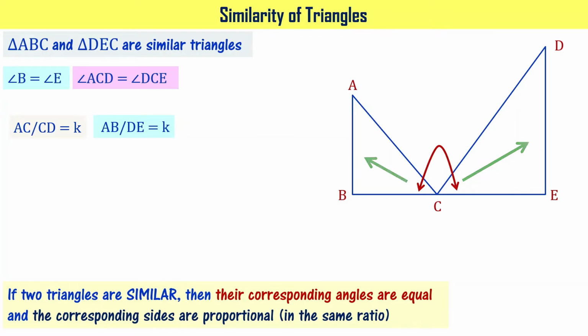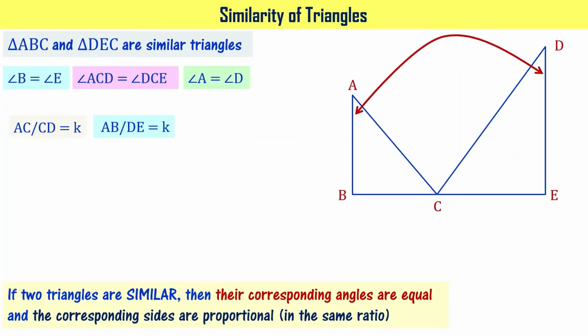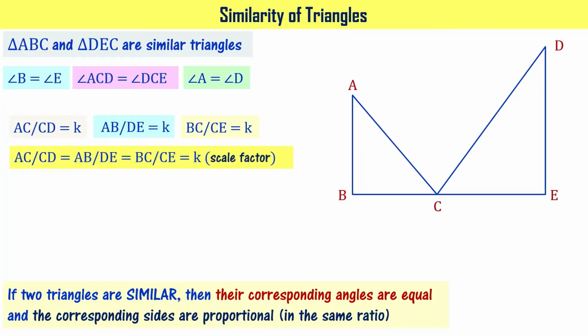The remaining angles are A and D. They are going to be equal because those are corresponding angles. And the sides opposite to those angles are the corresponding sides. Those are BC and CE. Their ratio is also equal to K, right? Now we can write AC by CD equal to AB by DE equal to BC by CE, that is equal to K. Here K is the scale factor. Please note this point.